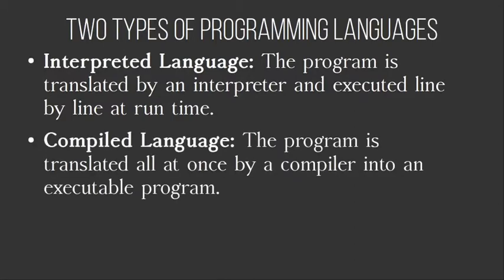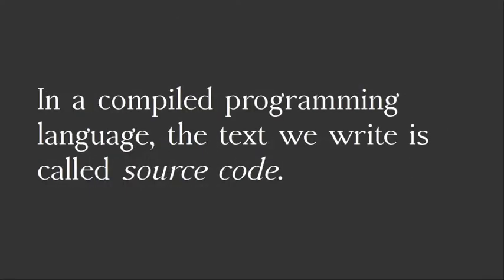The second type of programming language is a compiled language. There, the program is translated all at once by a compiler into an executable program. Now, in a compiled programming language, the text that we write that is going to be compiled by the compiler is called source code. So, as you can probably surmise by now, when we say open source, it means that the source code is easily obtainable and available by others.